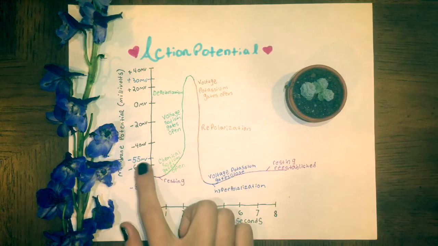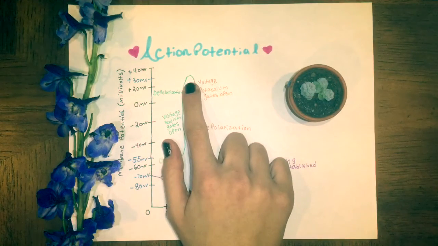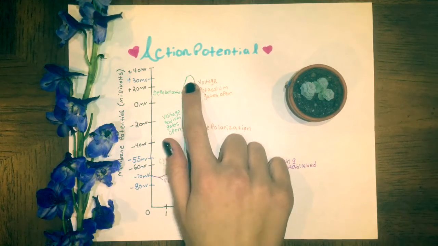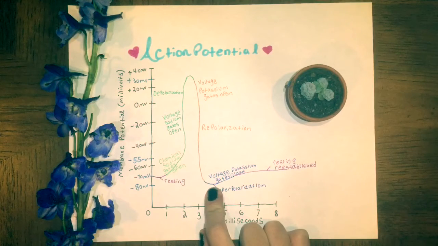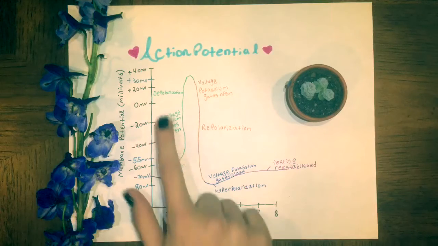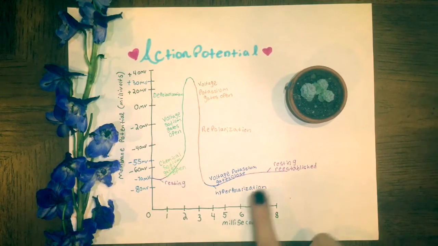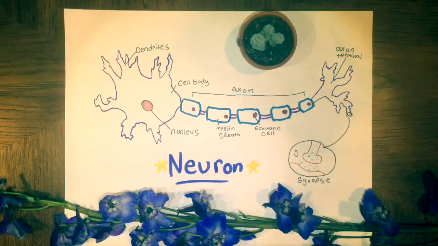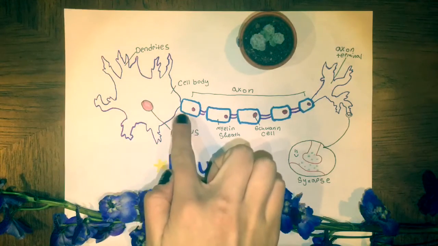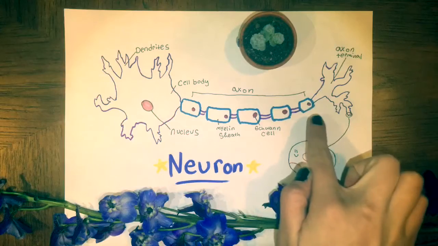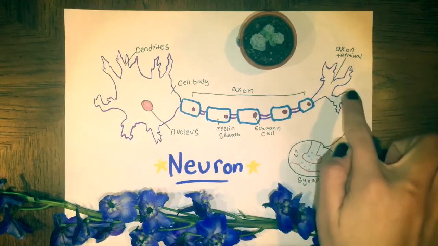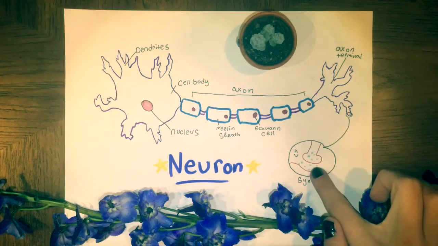Once it reaches negative 55 millivolts, which is threshold, it will shoot up to positive 30 millivolts due to a sodium voltage gate opening and then plummet back down to negative 80 millivolts due to a potassium voltage gate opening. After this depolarization and hyperpolarization, the cell returns to rest. This action potential triggers the next cell membrane to do the same until it travels down the entire axon. Once it reaches the axon terminal, a neurotransmitter is released to the next neuron.